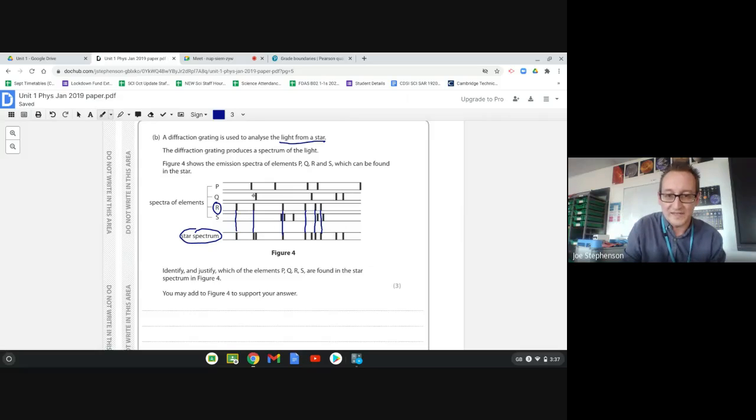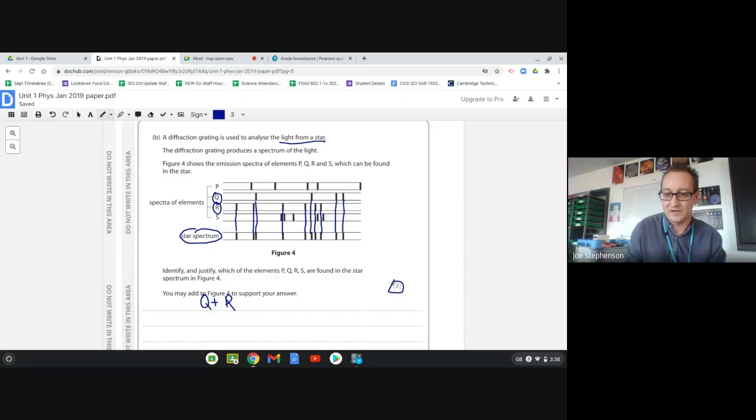Now, what you then do is just work your way through the other elements. So it's not going to be P, because P doesn't match up. Look, there's no match up there, but we can see that Q does match up. So you've got a match up there, a match up there, a match there, and a match there. So this tells you that Q and R are found within the star.